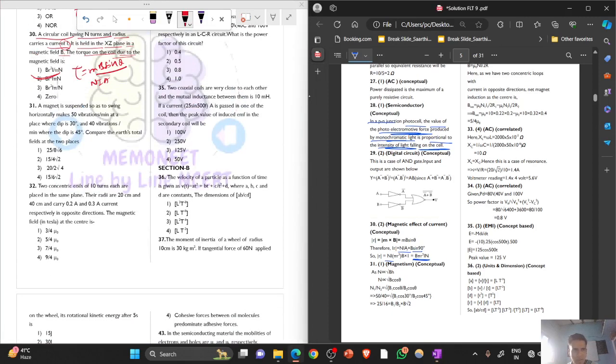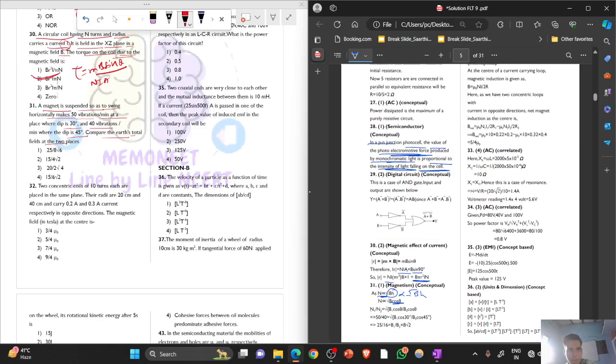Moving ahead. A magnet is suspended so as to swing horizontally, makes 50 vibrations per minute at a place where the dip is 30 degrees, and 40 vibrations where the dip is this. Compare the Earth's total field at the two places. It is just asking about the Earth's total field at two places. Now moving to the explanation. N will be proportional to the square root of BH, the horizontal component of the magnetic field, that is B cos theta. So N1 by N2 is equal to the square root of B1 cos theta 1 by B2 cos theta 2. Putting the values of N1 and N2 that are given here, 50 vibrations and 40 vibrations, and theta 1 and theta 2, you get the value of B1 by B2.